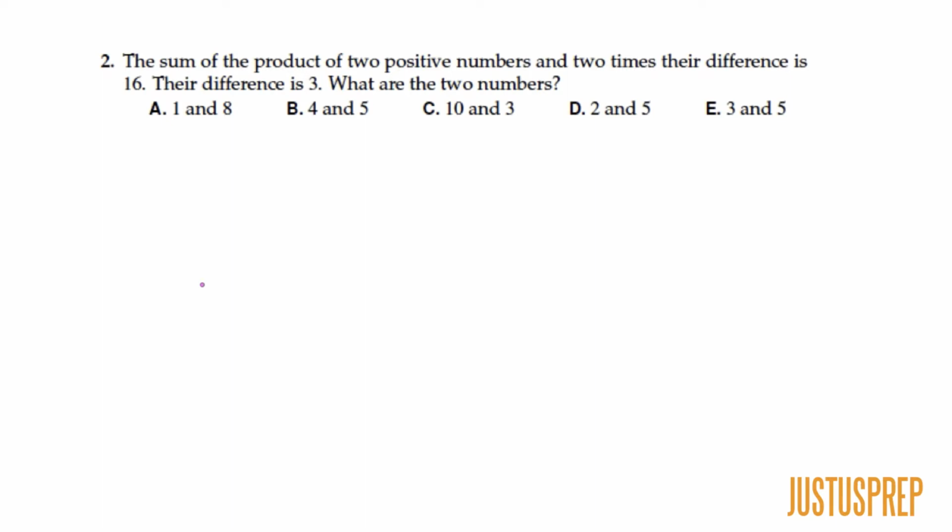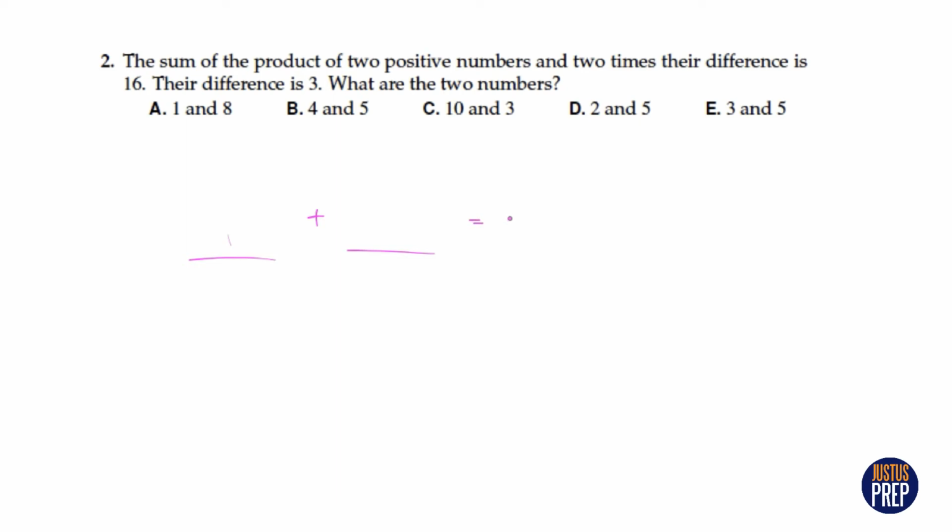Question number 2. The sum of the product of two positive numbers and 2 times their difference is 16. Their difference is 3. What are the two numbers? All right, so we're going to write some of this out. Well, the sum of the product of two positive numbers and 2 times their difference is 16. So the sum is 16.